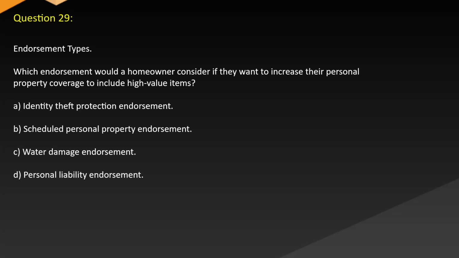Question 29. Endorsement types. Which endorsement would a homeowner consider if they want to increase their personal property coverage to include high-value items? A. Identity theft protection endorsement. B. Scheduled personal property endorsement. C. Water damage endorsement. D. Personal liability endorsement.